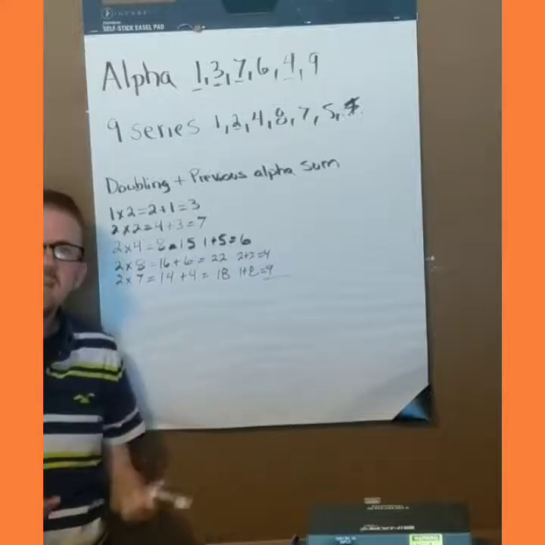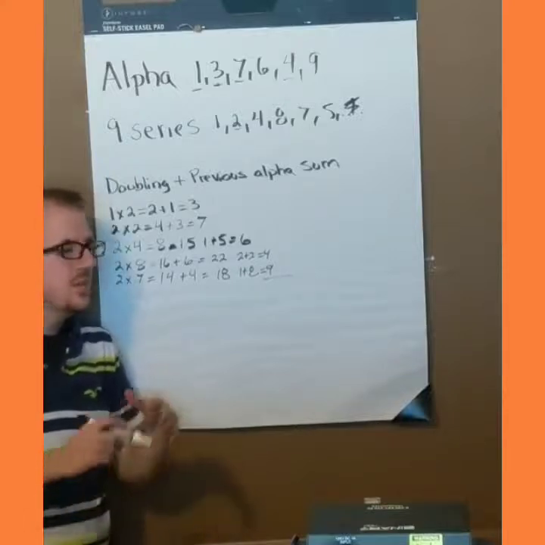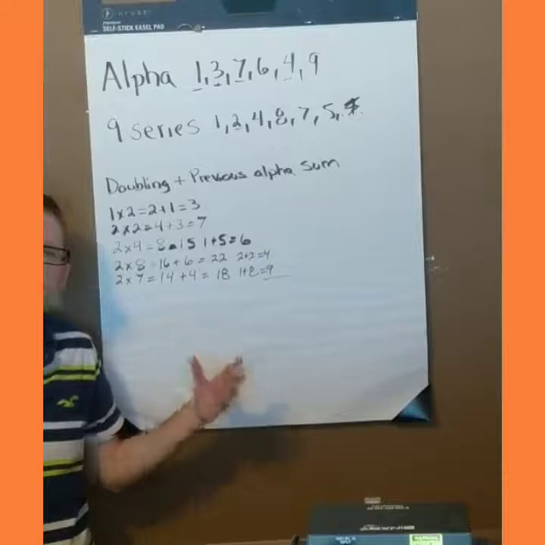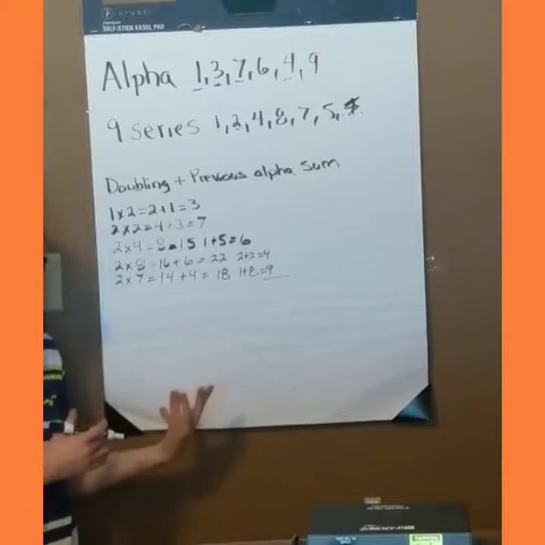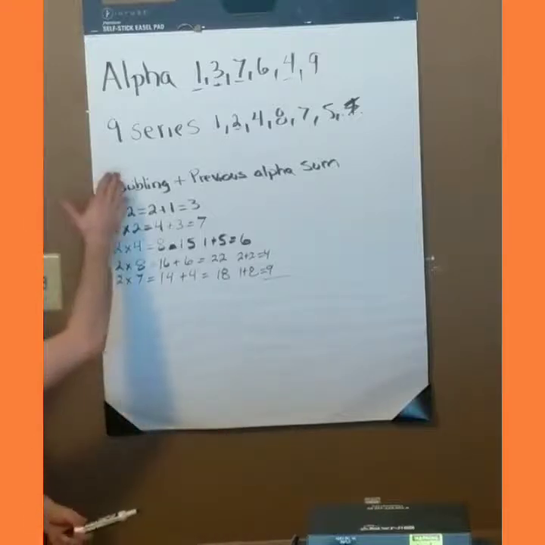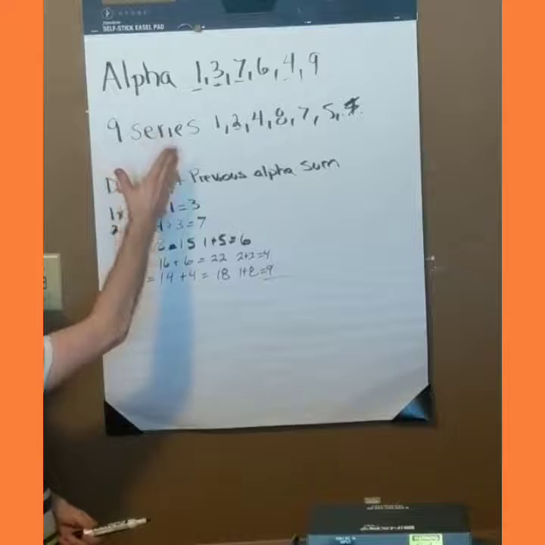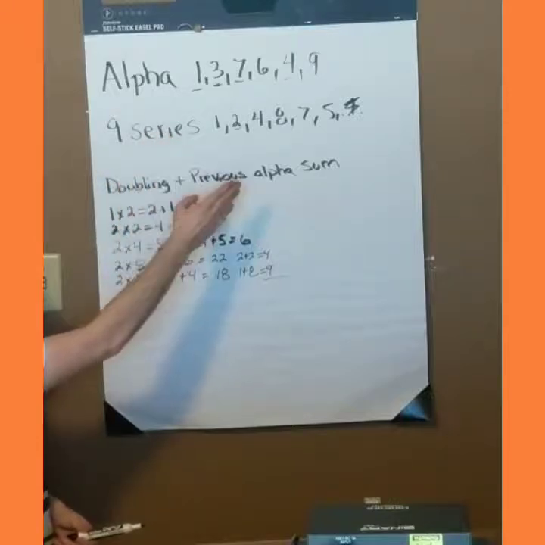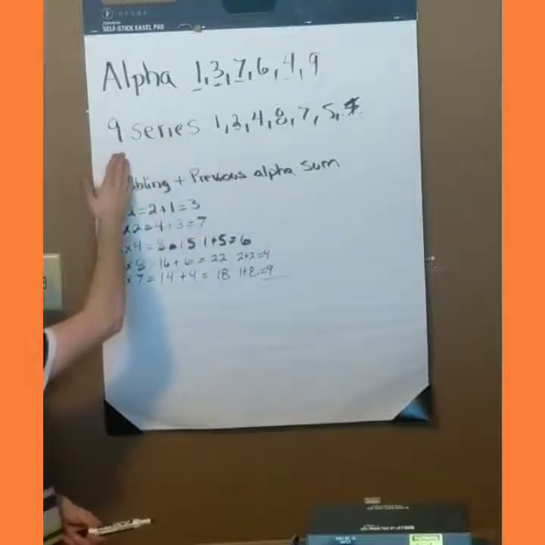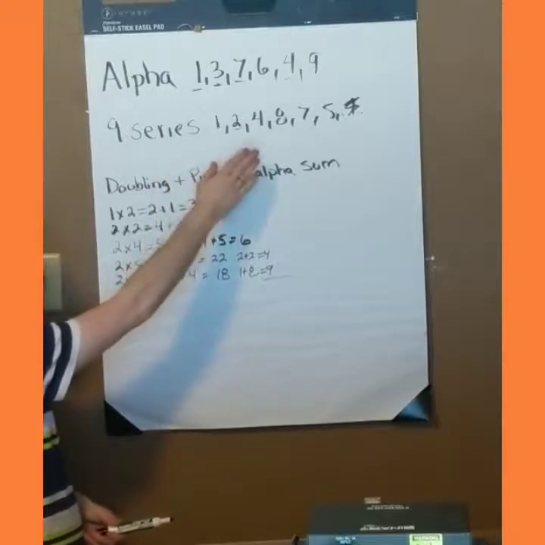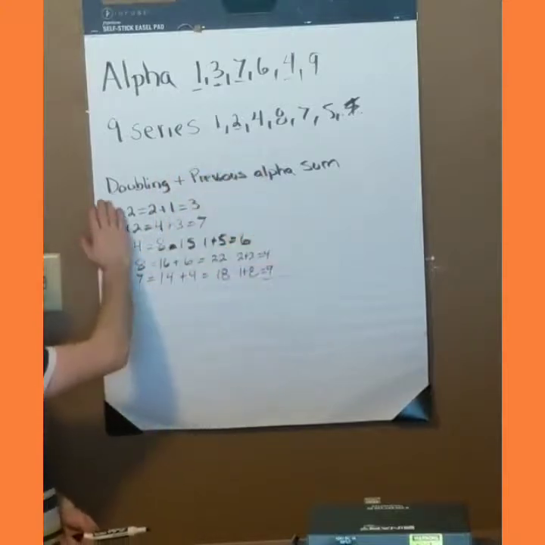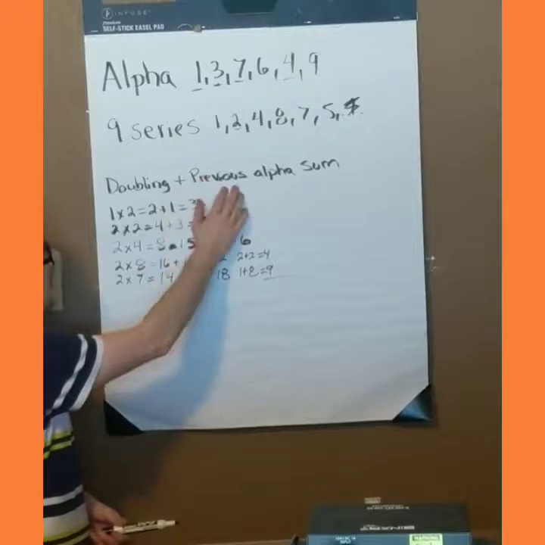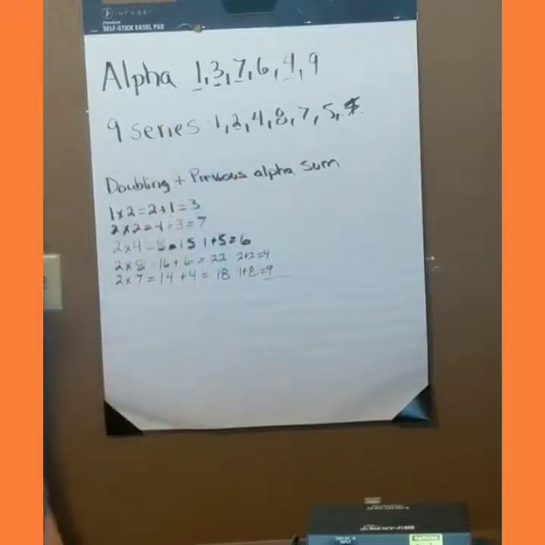So that is the alpha series. When you get the alpha and the omega, you're going to actually see the complete circle. But at this point, this is just the alpha series: 1, 3, 7, 6, 4, 9. And it is nested within the 9 series, 1, 2, 4, 8, 7, 5. You do that by doubling plus adding the sum below it, or before it.